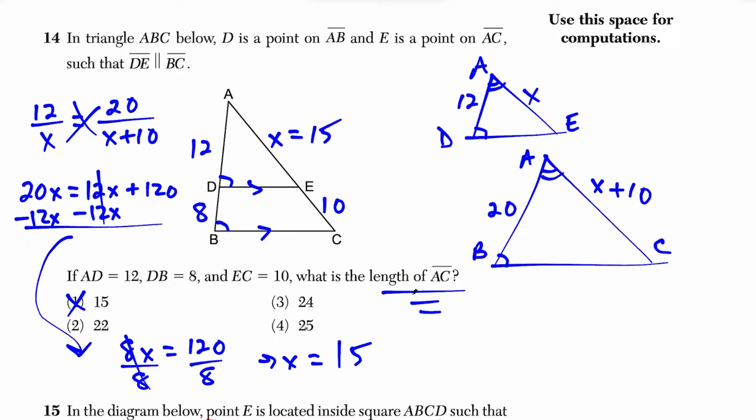So from this step here, to find the length of AC, AC is equal to the sum of AE and EC. So we're going to go across 15, and then we're going to go another 10. So we're going to do 15 plus 10, which is equal to 25. So our correct answer is choice 4.